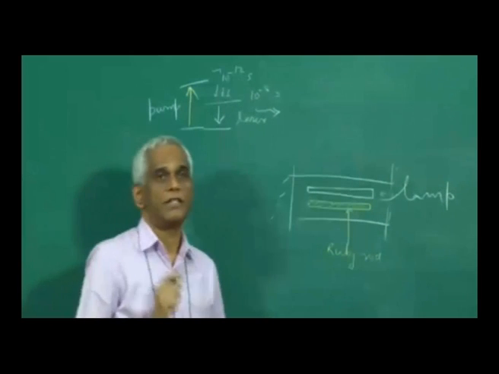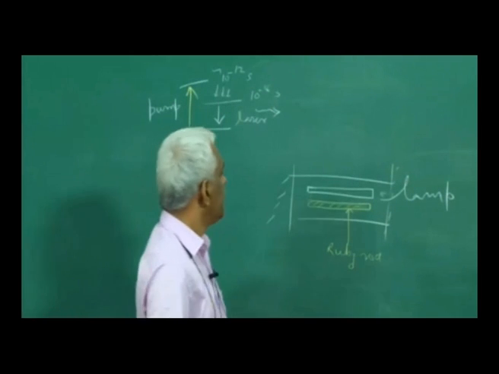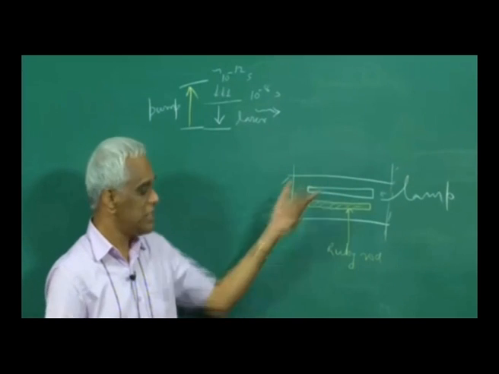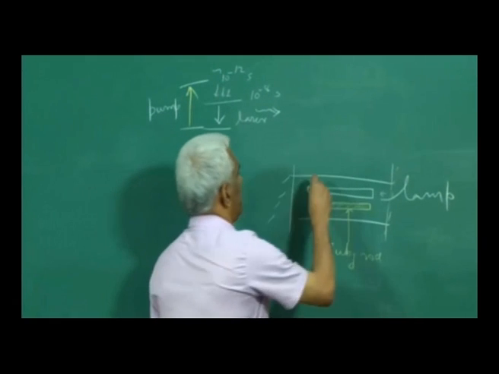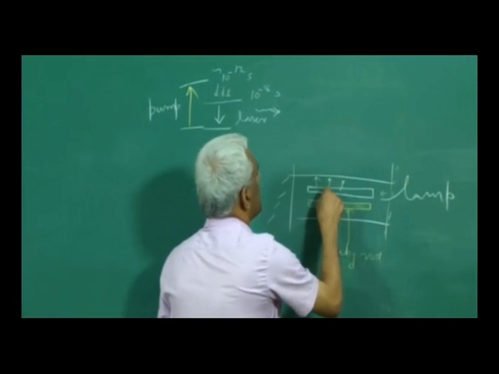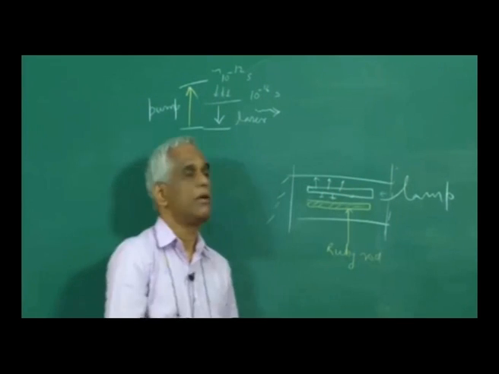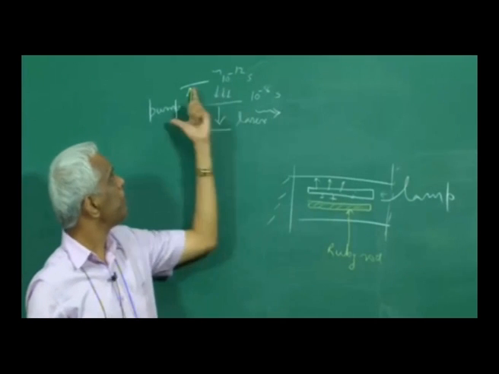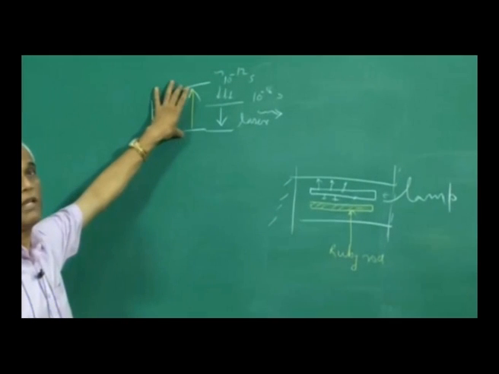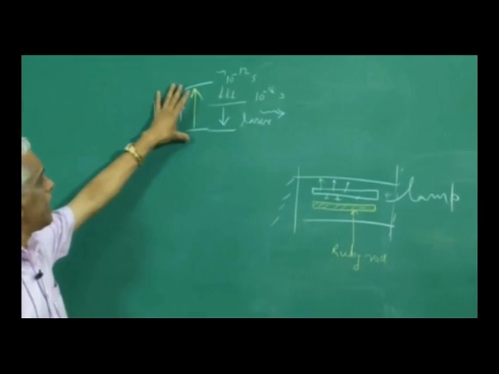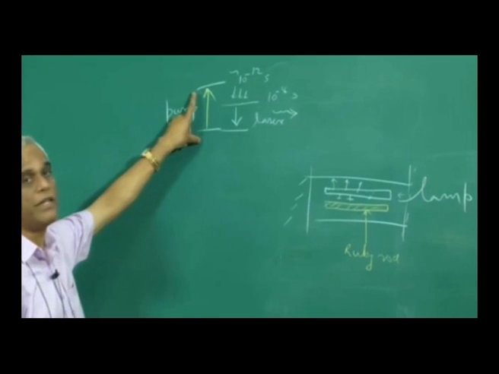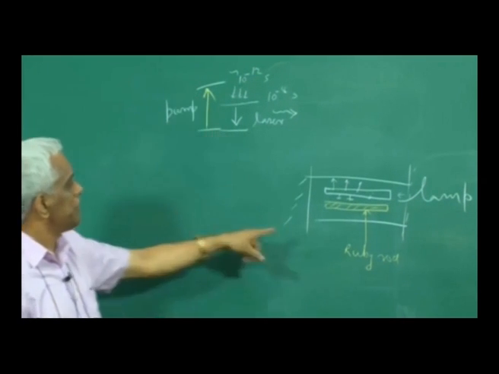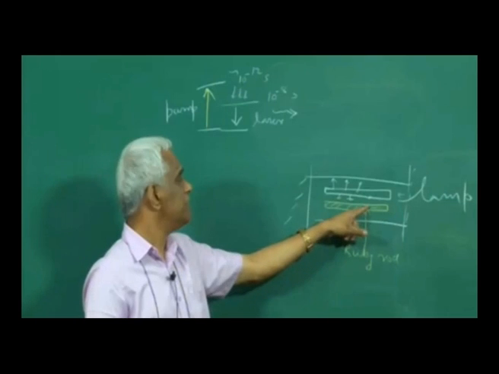Now there is an engineering design problem. How do we couple maximum light emitted by this lamp? The lamp is emitting in all directions. How do we couple the maximum light into this? Please note, the purpose of that is optical excitation. Why have we kept a lamp there? To do this excitation. So the purpose of it is to excite the energy levels in ruby.